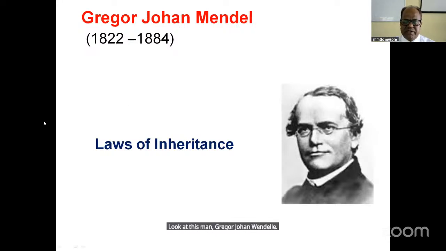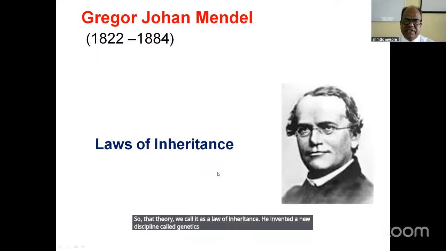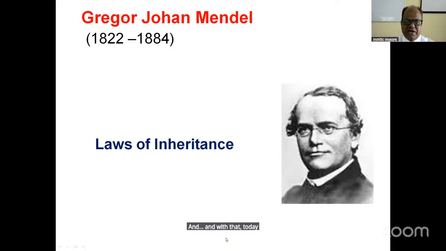He developed a theory called laws of inheritance. We all look like our parents, either father or mother. So that theory, we call it the law of inheritance. He invented a new discipline called genetics, anuvamshiyate, genetics. And with that, today we have molecular biology, genetic engineering, genomics, many new disciplines have emerged.